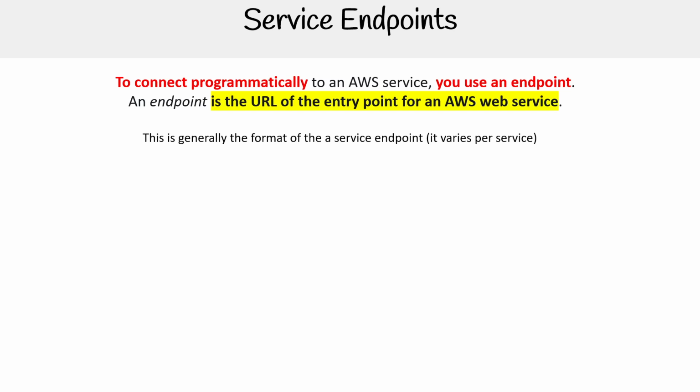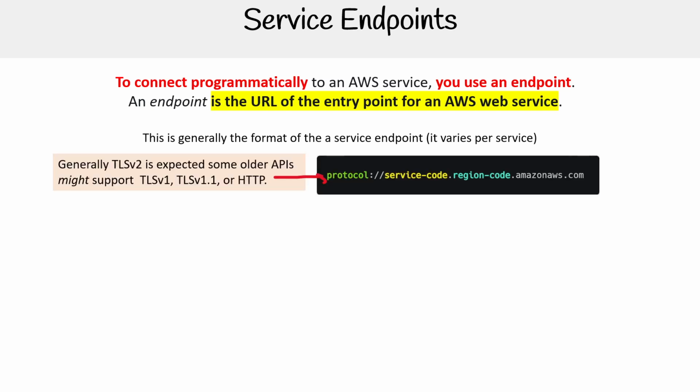There is a general format that service endpoints utilize. They're going to vary per service because service teams have flexibility to deviate from the norm, but more or less, this is what you're going to see. It's going to look like this, where you have a protocol, a service code, a region code, and then the amazonaws.com domain.